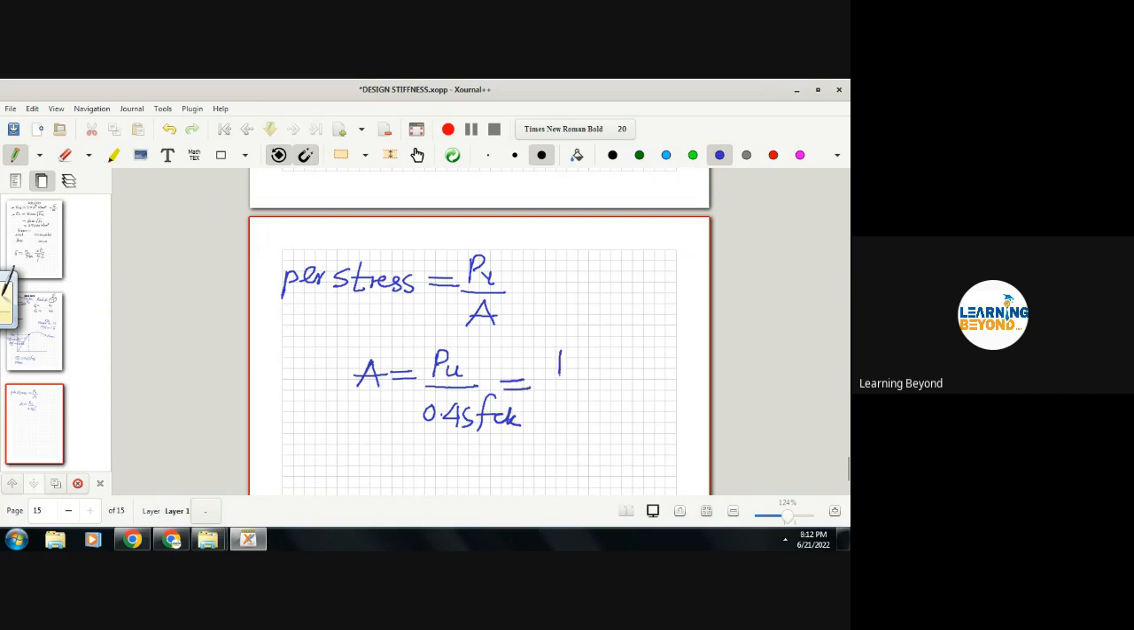Let's assume the grade of concrete as 25. Convert that into Newton, then 0.45 into 25. How much will it come?